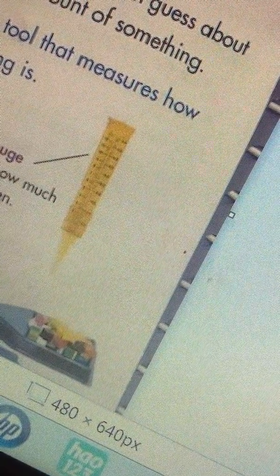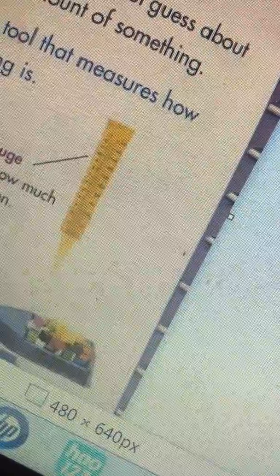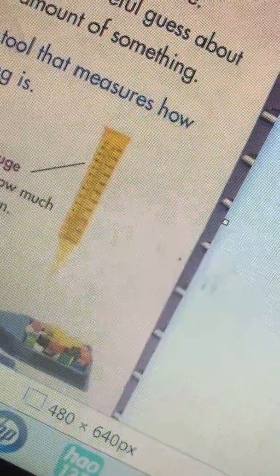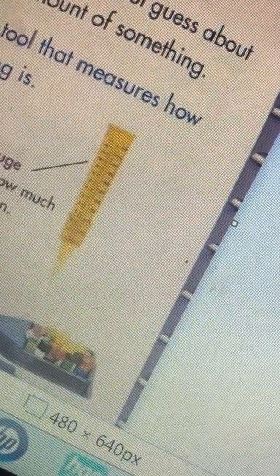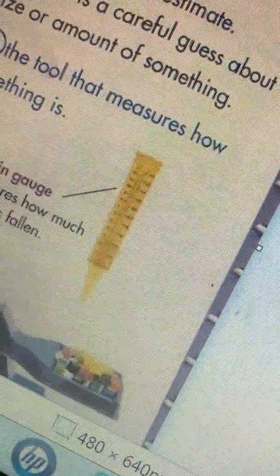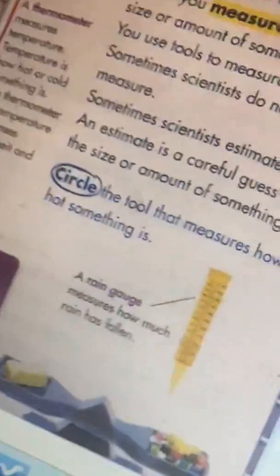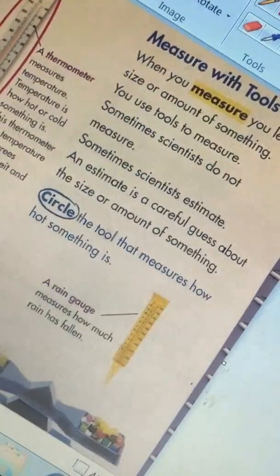Scientists use it. It's called a rain gauge. Scientists use it to know or to measure how much rain has fallen, for example, today. So this is the second tool. We use it to measure. Okay, on this page we learned the tools that scientists can use to measure.